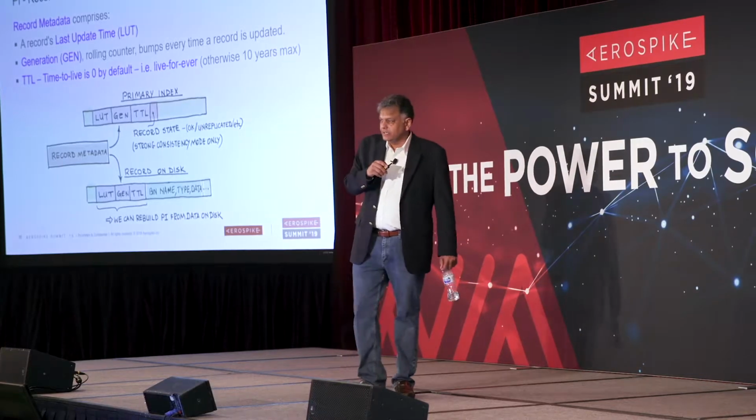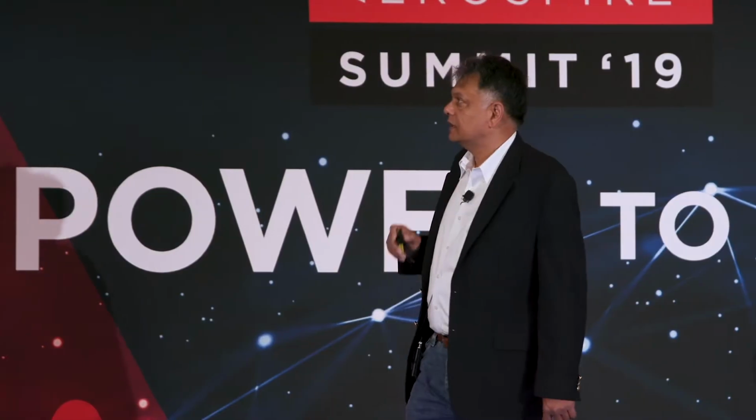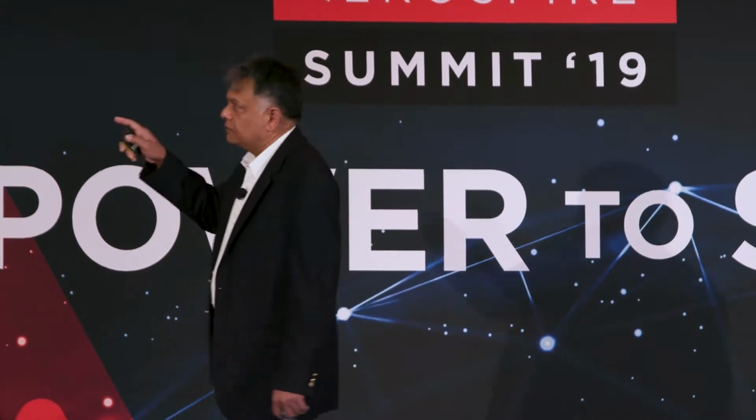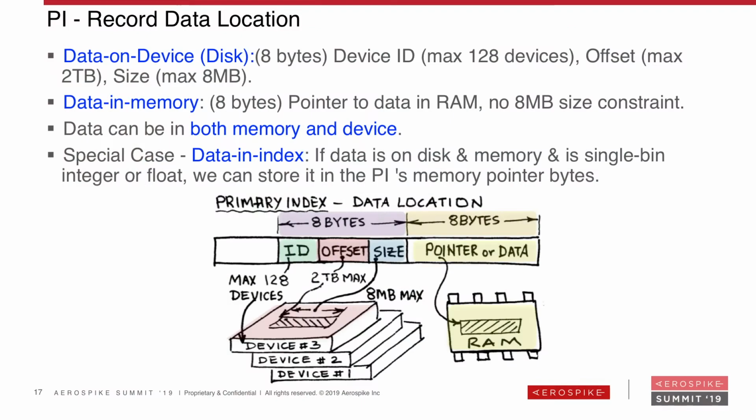Now, this record metadata, you're putting your record on the disk. And we do this so that if we have to rebuild the primary index from the persistent storage, we can. Now, the other part in the primary index is your data location. So for that, we assign 8 bytes if you're storing on disk, and another 8 bytes for pointer to the data in RAM if you're storing your data in RAM.